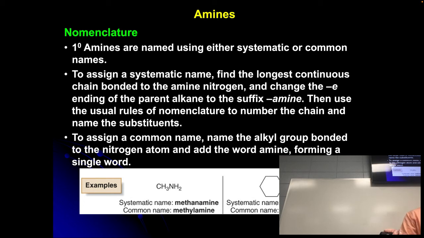CH3NH2, that's a primary amine. How do I know that that's a primary amine? 1 carbon attached to the nitrogen, right? Notice what's not drawn there. The lone pair, you have to know that they're there. The systematic name for this is methanamine.